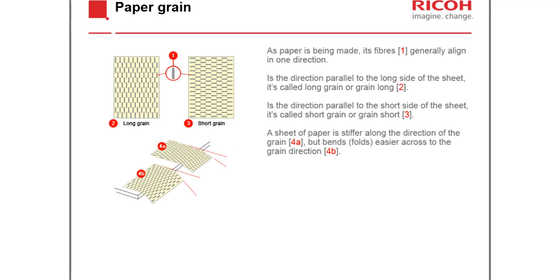As paper is being made, its fibers generally align in one direction. If the direction is parallel to the long side of the sheet, it's called long grain or grain long. If the direction is parallel to the short side of the sheet, it's called short grain or grain short. A sheet of paper is stiffer along the direction of the grain, but bends easier across the grain direction.